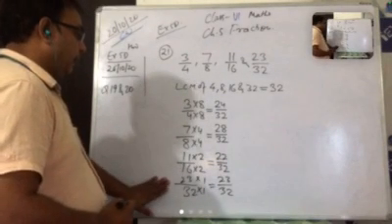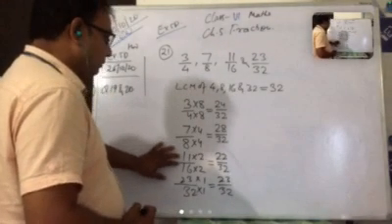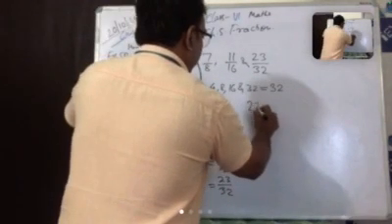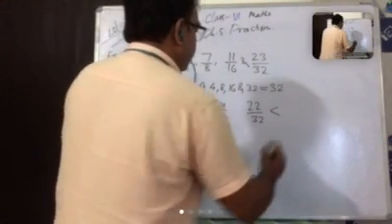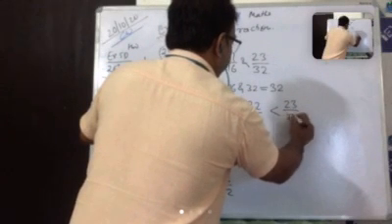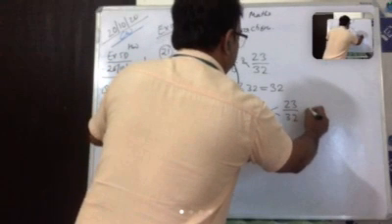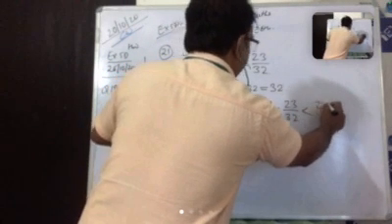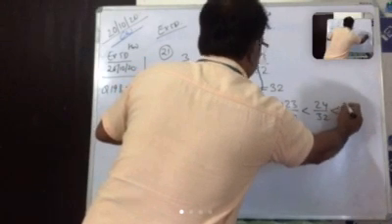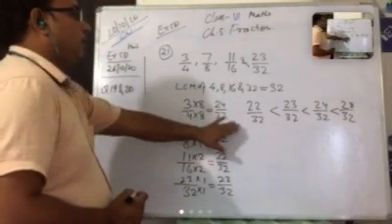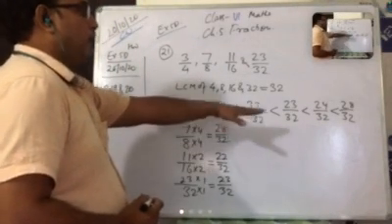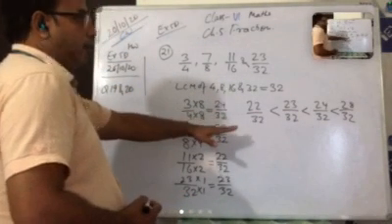Now you see, in this, the smallest is 22 upon 32, then 23 upon 32, then 24 upon 32, and the last one is 28 upon 32. So this is according to the like fraction.